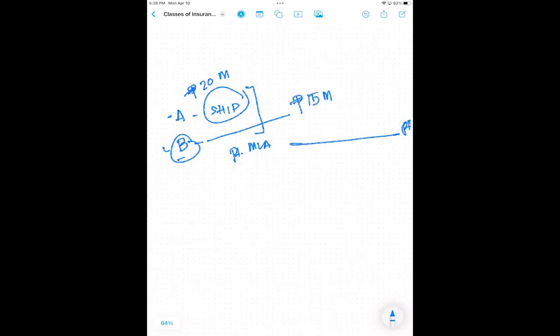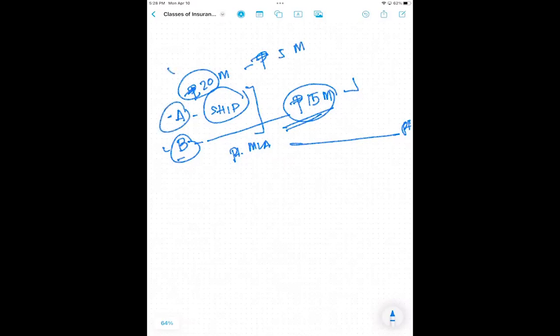Okay? So ano mangyayari? B will have insurable interest up to 15 million because this is the amount by which B will be damnified in case of loss of the ship, hindi ba? Okay? But what about A? 20 million pa ba ang kanyang insurable interest dun sa ship? Hindi na syempre. It will now only be up to about 5 million. Because A cannot be allowed to insure the ship for 20 million.